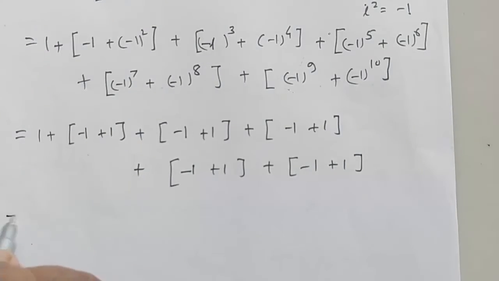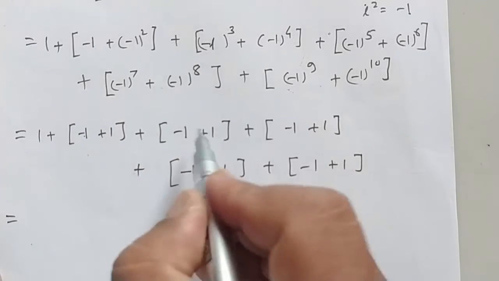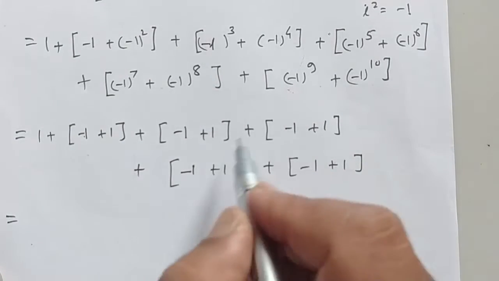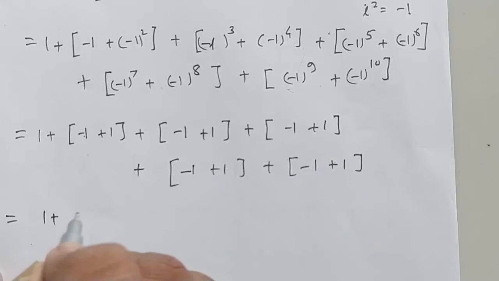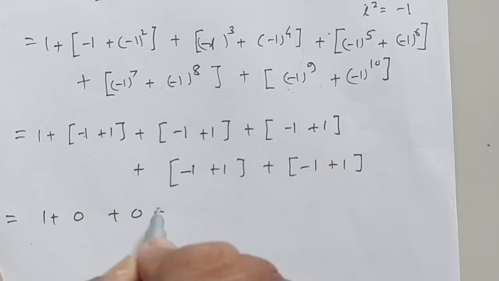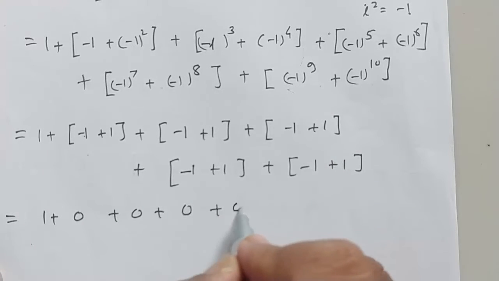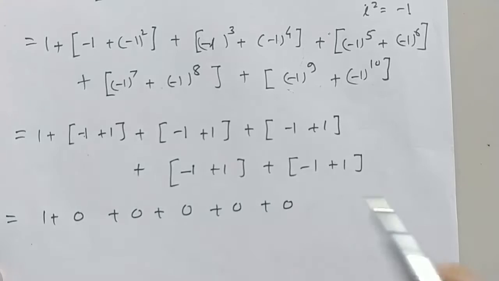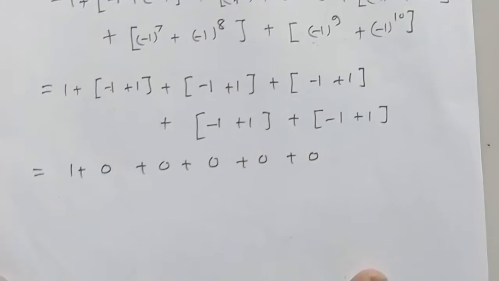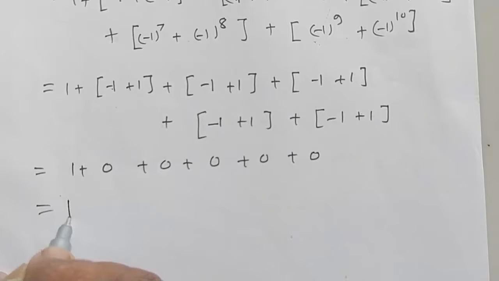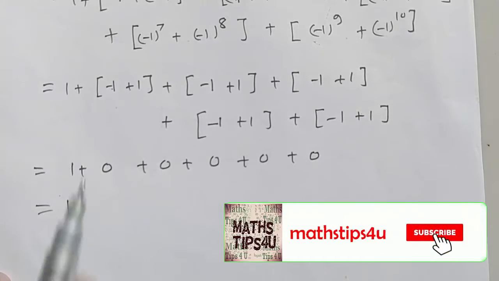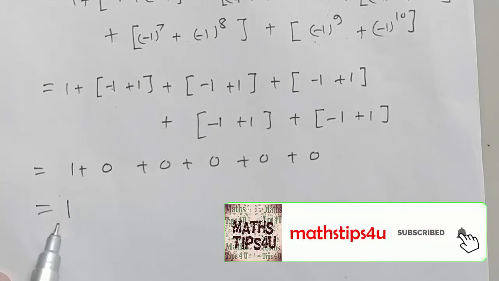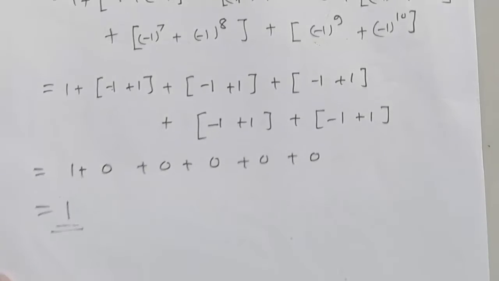Now in each bracket, minus 1 plus 1 minus 1 plus 1, so they get cancelled. So 1 plus 0 plus 0 plus 0 plus 0 and last is also 0, and therefore the answer is 1. The value of the given expression is 1.